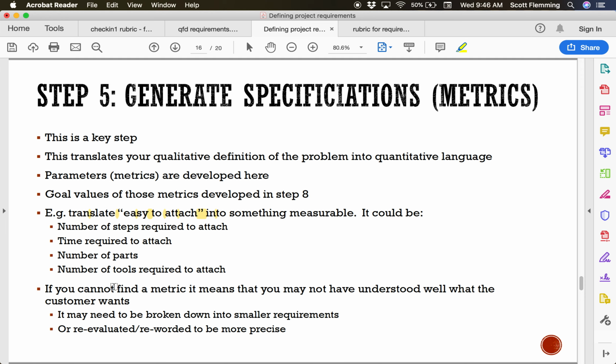So if you can't translate things into a measurement of time or number of steps or whatever, that means you probably don't understand well what the problem was. You have to go back to thinking a bit more, refining the problem, then translating it into some kind of requirement, and then attaching some kind of measurement to it.